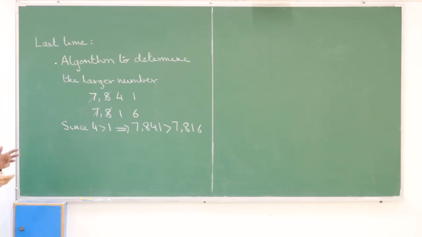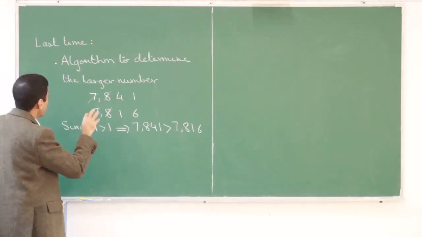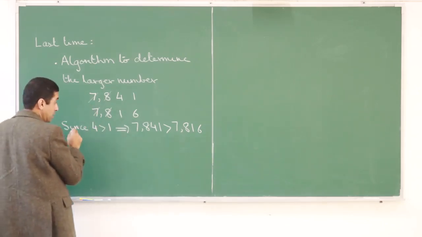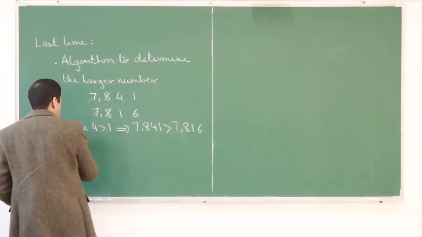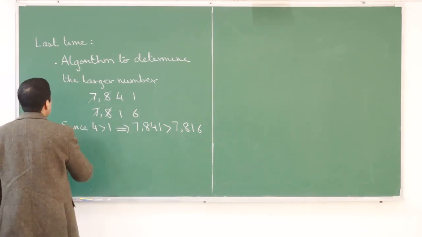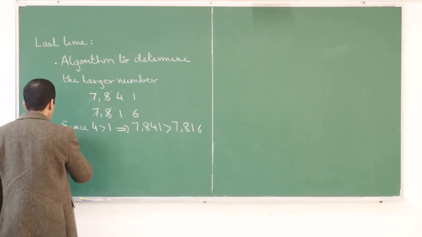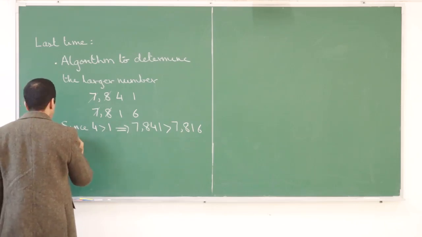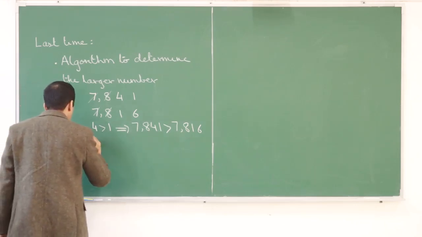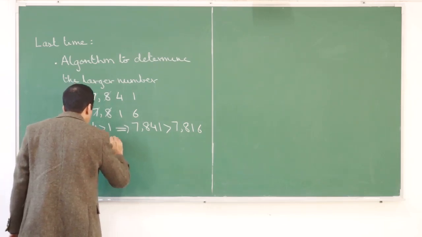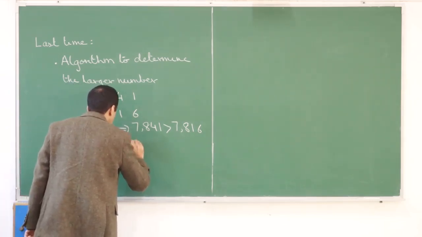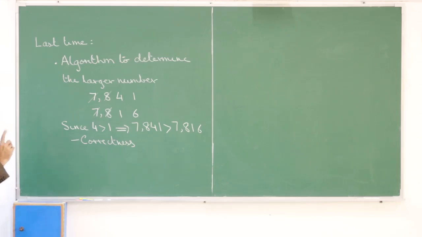The algorithm is easy, but we worried about its correctness. The important part was that we learned the algorithm and then we proved the correctness of the algorithm. That was an important thing.